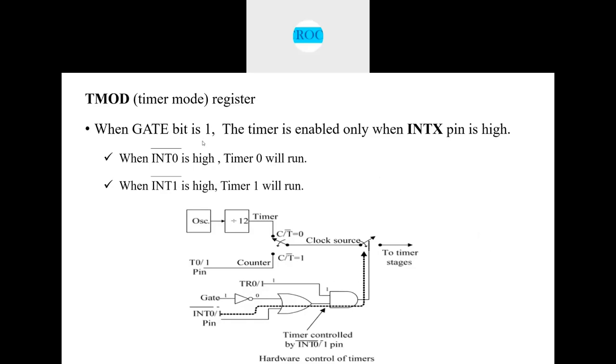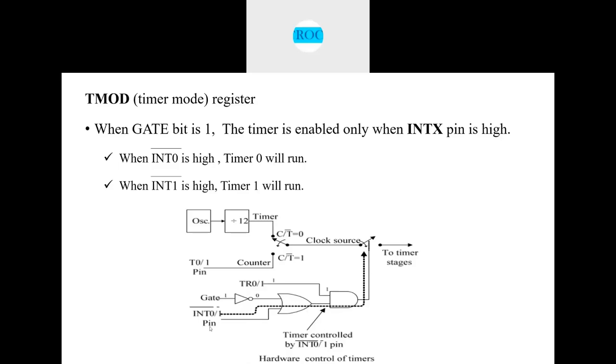And when the gate bit is 1, the timer is enabled only when INTX, the external interrupt 0 and external interrupt 1 pins for timer 0 and timer 1 respectively, is high. If INT0 is high, timer 0 will run, and if INT1 is high, timer 1 will run. You can see from the circuitry at the bottom that when the gate is 1, the output of the inverter will be 0, and the output of the OR gate will be 1.